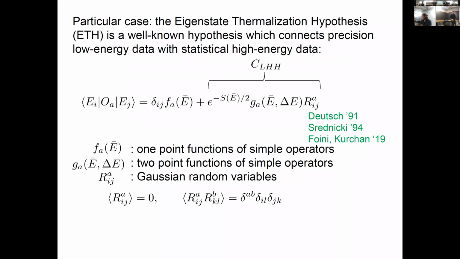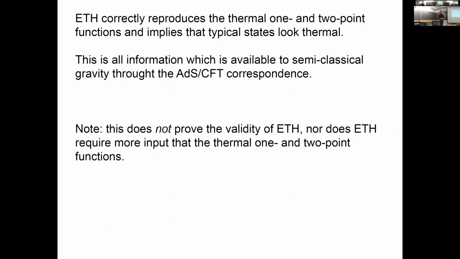You said you don't know what these universal functions are yet? Well, I can tell you what some results are that we know. So as I said, this eigenstate thermalization hypothesis correctly reproduces thermal 1 and 2 point functions, and it has another nice little feature, namely that if you take a typical pure state, it looks thermal. That's a very nice appealing feature of ETH.